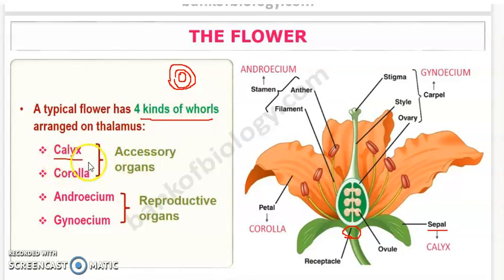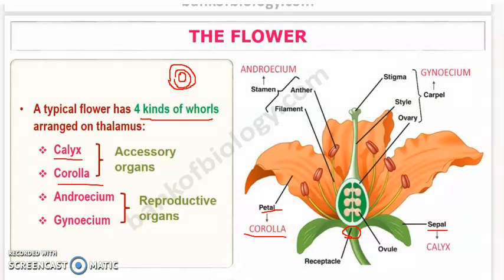Then comes the next part, which is the corolla. Now what is the corolla? After the sepals, the part present in the flower is the petals. So the corolla is nothing but the petals. You can see it here. One single part is called a petal, and together they are called the corolla. Understood? Now let us see the next part.